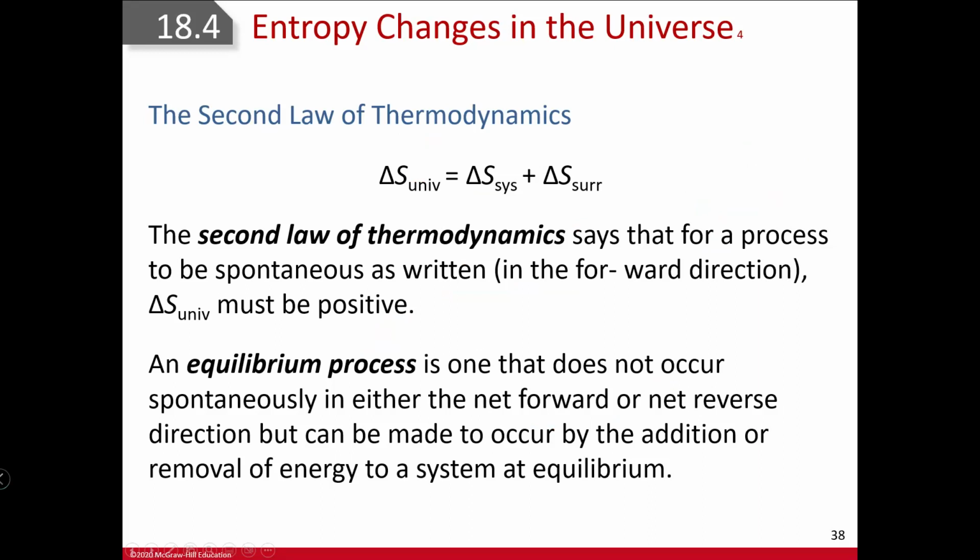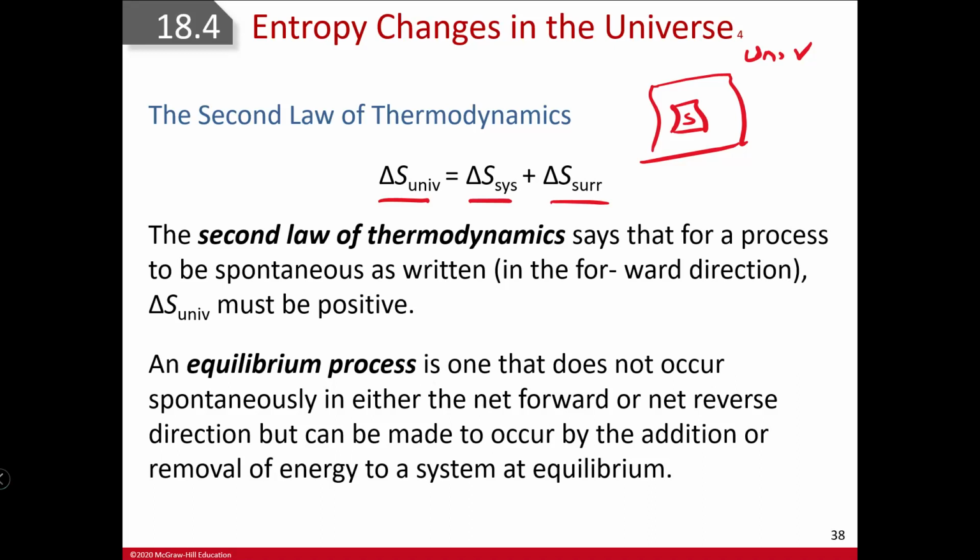All right, so the next slide, we know the overall change in entropy of the universe. Now, again, what are we saying here? We're talking about the system, the surroundings, and all that together is called the universe. So the change in the entropy of the universe is equal to the change in the entropy of the system and the change in entropy of the surroundings.